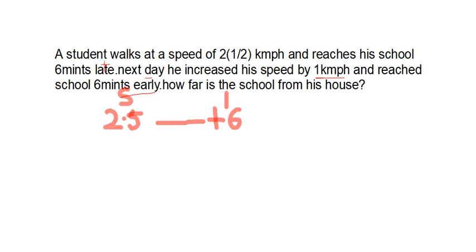Okay, next step: the next day he increased his speed by 1 kilometer per hour. So I am adding for the next day. This is the first day. Why am I adding 1? Because they gave that next day he increased speed by 1 kilometer per hour. Then 2.5 plus 1 is 3.5 kilometers per hour. When he goes with 3.5 kilometers, he reached 6 minutes early. So what should you write here? Early means minus 6 minutes.